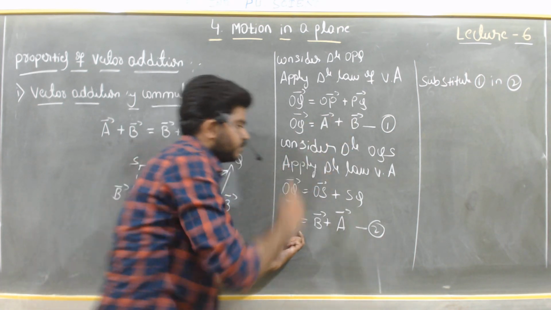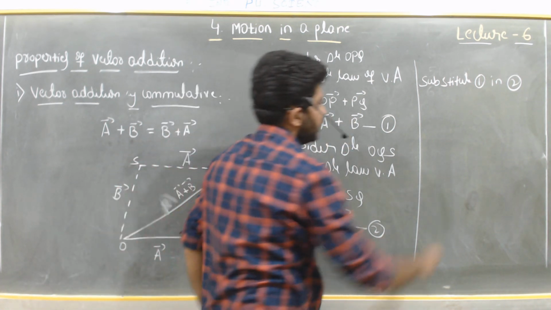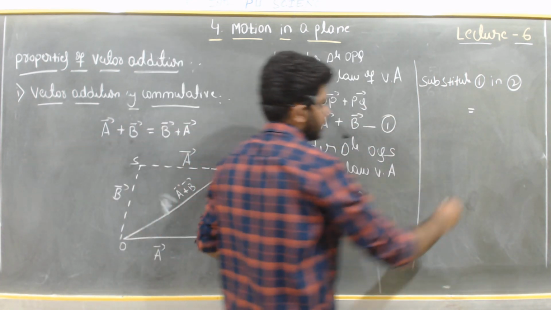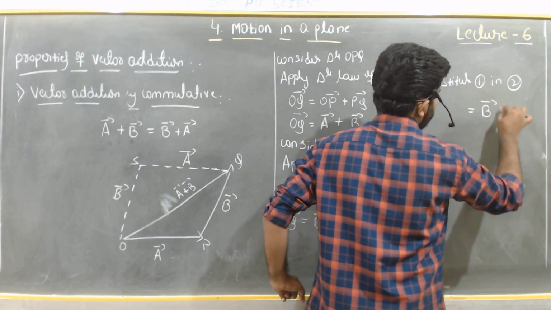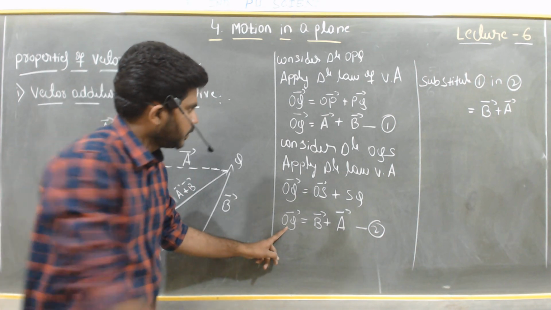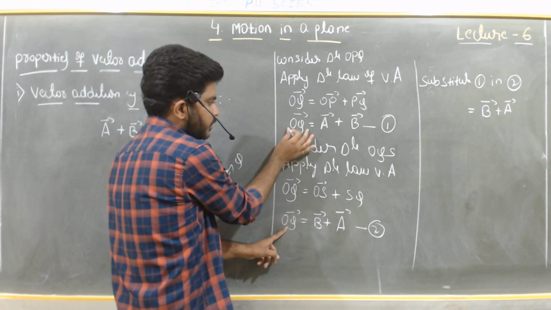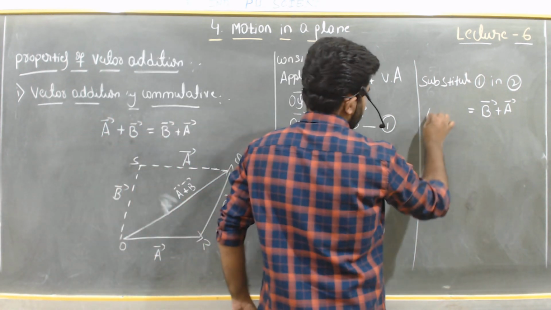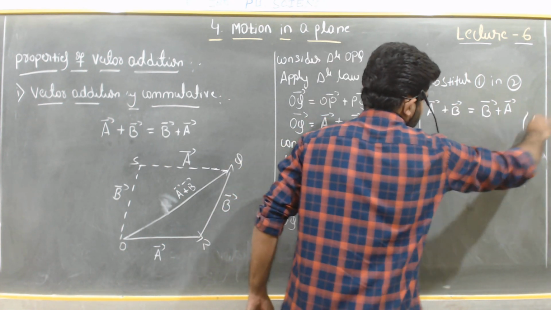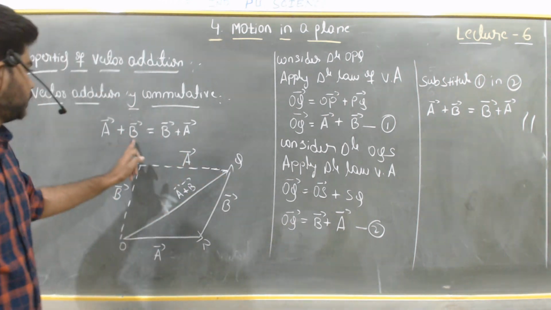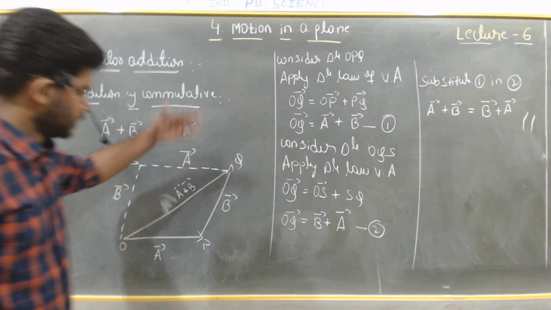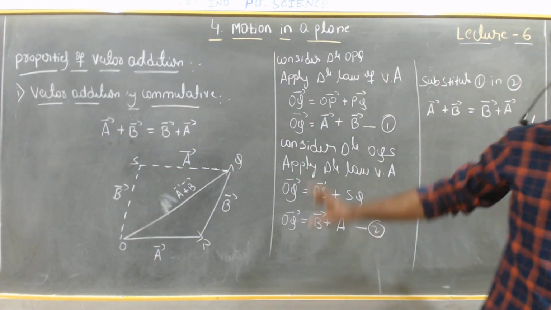So I will write equation 2 first. What is equation 2? First I will write equal to. Next, B vector plus A vector, right? What should be written in place of OQ? We have to write this one because we have the value for OQ, which is vector A plus vector B. So this is the derivation, which is vector A plus vector B is equal to vector B plus vector A. So this is the simple format.